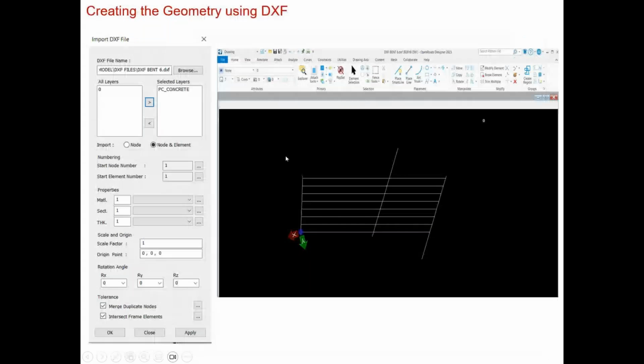And of course, to start a model like this, the easiest way whenever you have complicated geometries like these is to model the entire thing using DXF and importing it in Midas.